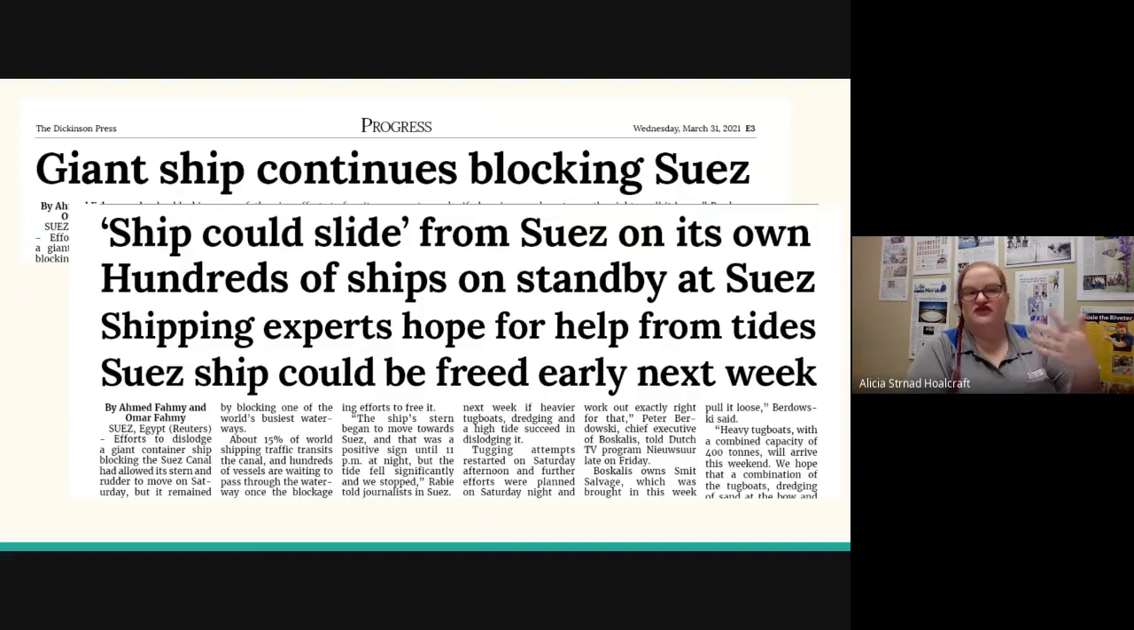So having you write the headline helps us make sure that the promise and what we deliver are accurate together. So for this one, for example, is the story the hundreds of ships that are waiting? Is it the shipping experts talking about tides? Is it the timeline for when this could be moving? Any of those things. So pick the one that actually is most accurate to what we're going to find when we read your story.